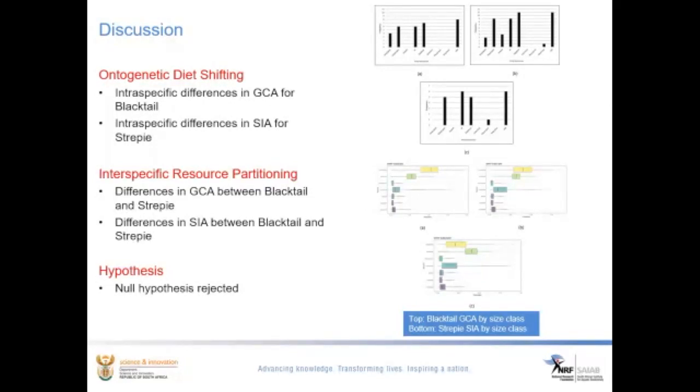Differences in the gut content analysis and stable isotope analysis between blacktail and strepie suggest that they are resource partitioning at Flat Rocks. The null hypothesis is also rejected because the stable isotope composition of the juvenile fish does not reflect the resources present at Flat Rocks.